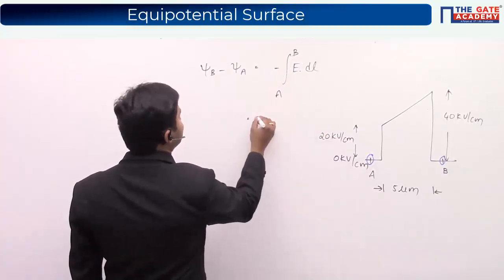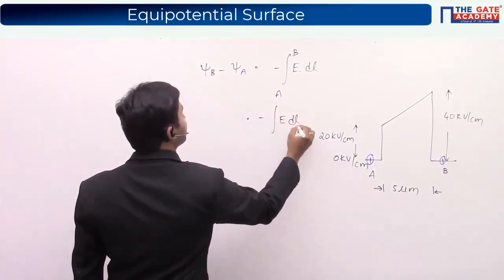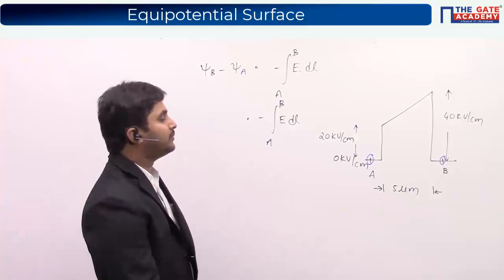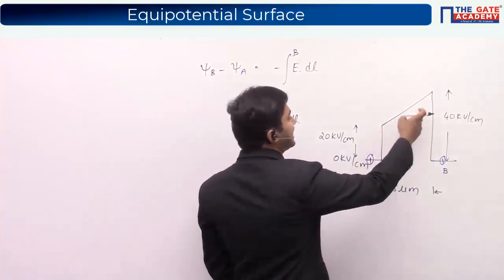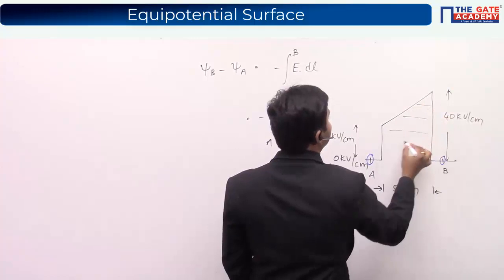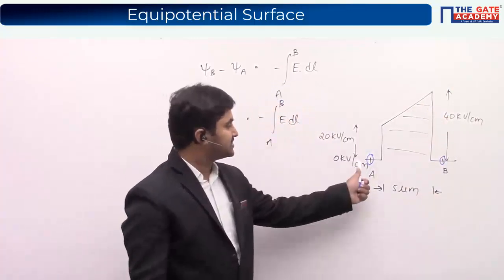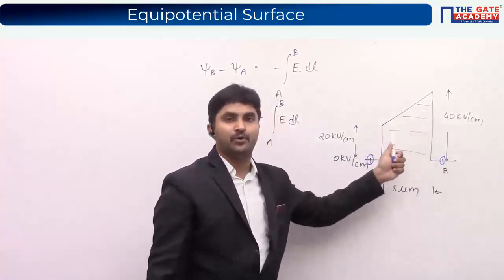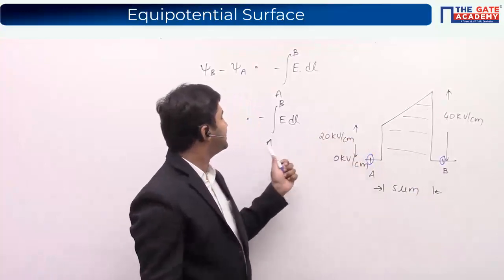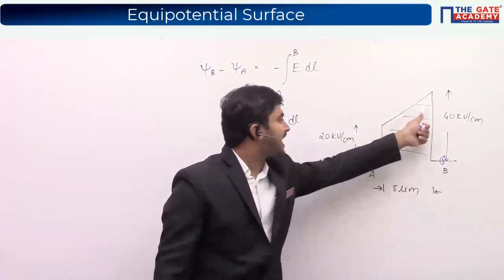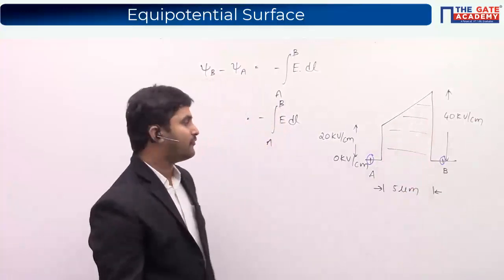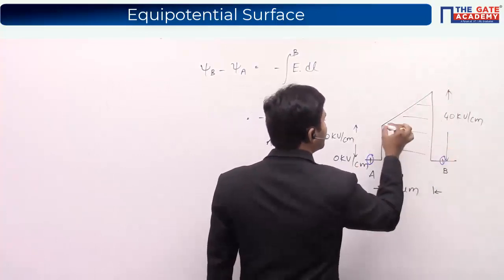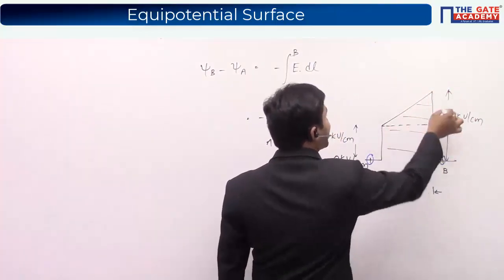Because it is one dimensional, I can directly consider E dl, and you are moving from point A to point B. So in a way you are integrating the electric field. In the middle you have this particular field profile which is given to us. So basically the integral from A to B is the area of this part. It is a shape which includes a rectangle and a triangle.